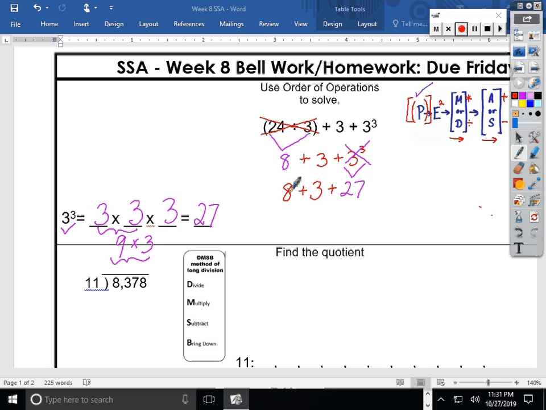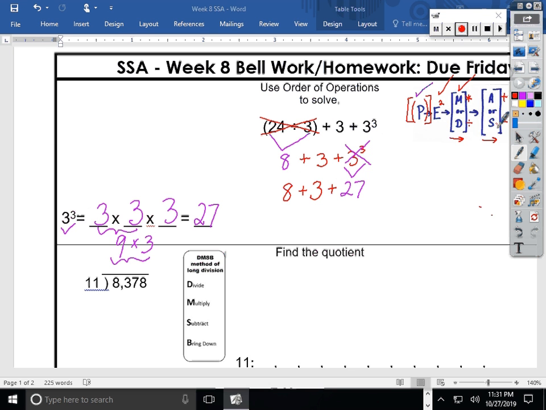Well, I can check off my exponents. I definitely use those up. And next I look for multiplication or division in order from left to right. Well, going back to the problem, I'm looking for these two things. Is there multiplication or division in this problem? No. So we'll check it off and we'll move on to the next set of procedures. Next it says we're looking for addition or subtraction. In fact, we do have that, and we only have addition.